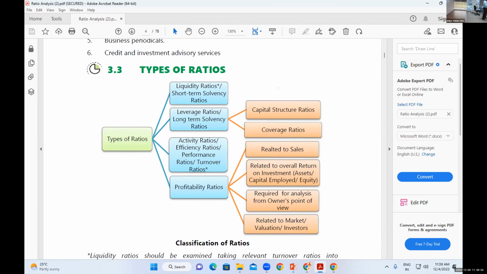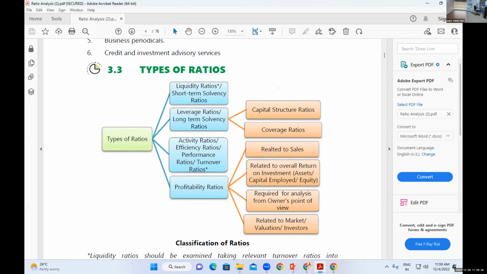Structure in which you make up your capital. What is capital? The total amount required for the business. How are you arranging that money? Whether you are getting it from shareholders, debenture holders, or from a bank. Two capitals are there: one is owned capital, the other is borrowed capital. The relationship between these two is called capital structure.